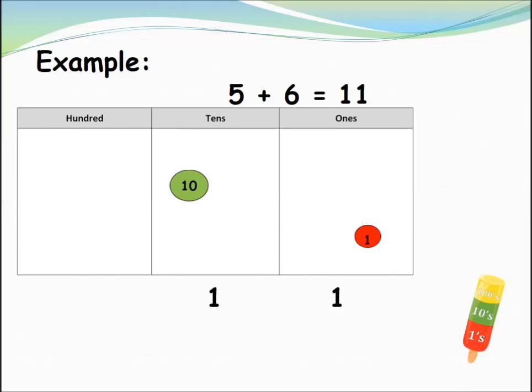Now, as you saw in the previous slide, how we got to that answer 11 was by regrouping, or trading 10 ones for one 10 disk, to give us a more accurate representation of the number 11, which is really 1 ten and 1 one.